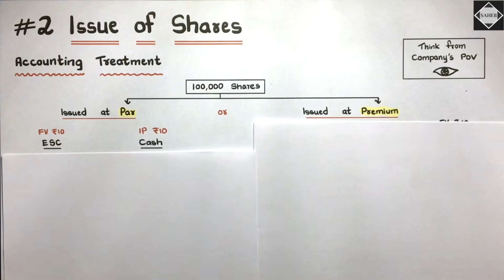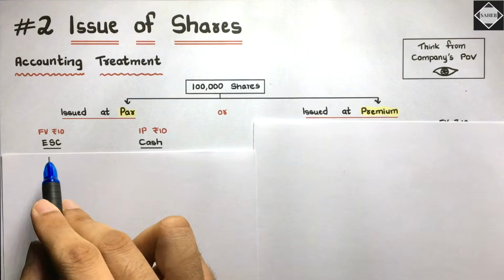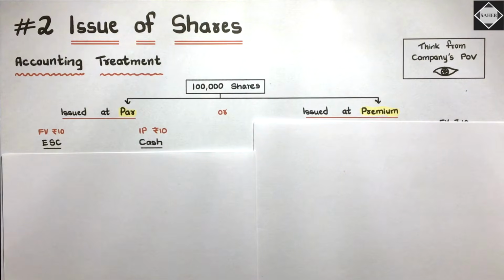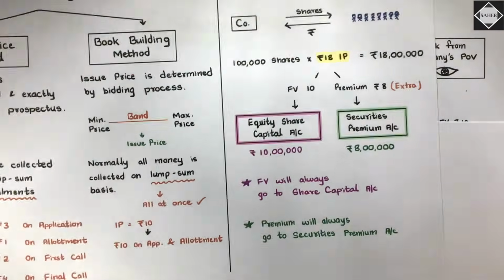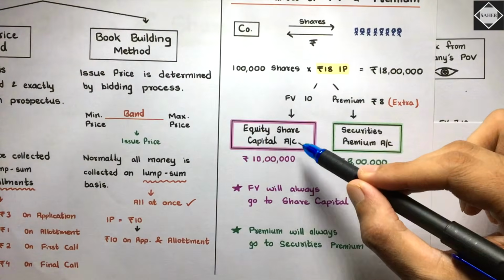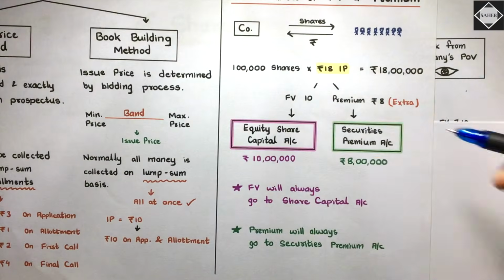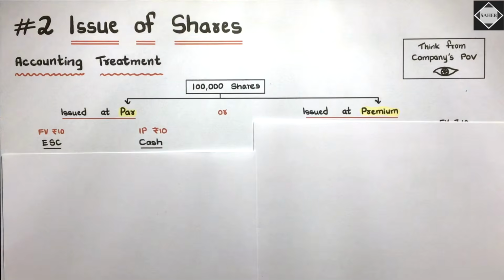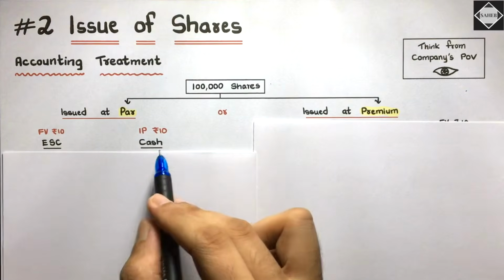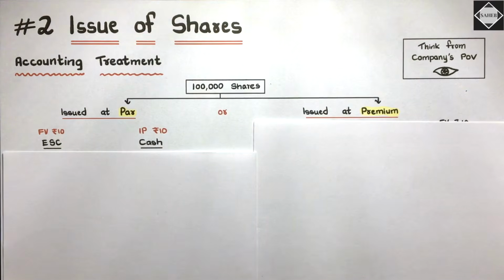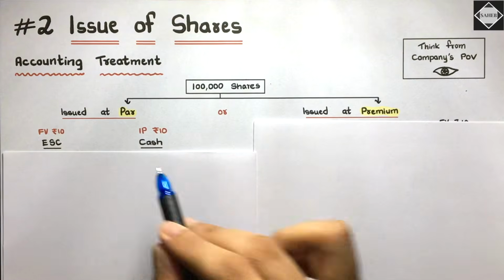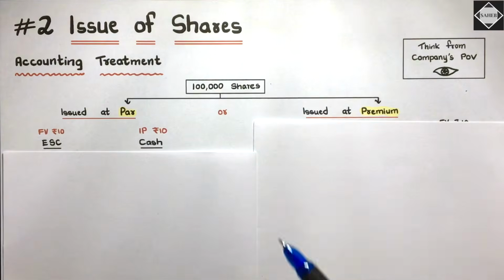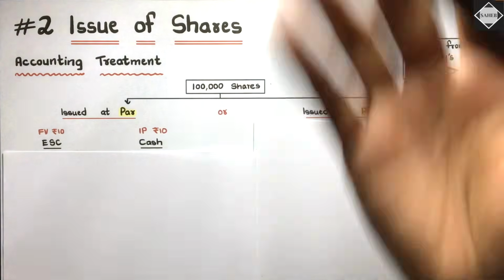Now let me tell you, face value will always go to the equity share capital account. The basic funda of face value and premium I told you in the previous video. Face value will always go to the equity share capital account, then whatever extra is there will go to securities premium. And one more thing I want to tell you, see here, why I have written cash over here. That's because the cash or bank account will always play its game on the issue price. What is the issue price? It is the price at which we sell our shares to the public.